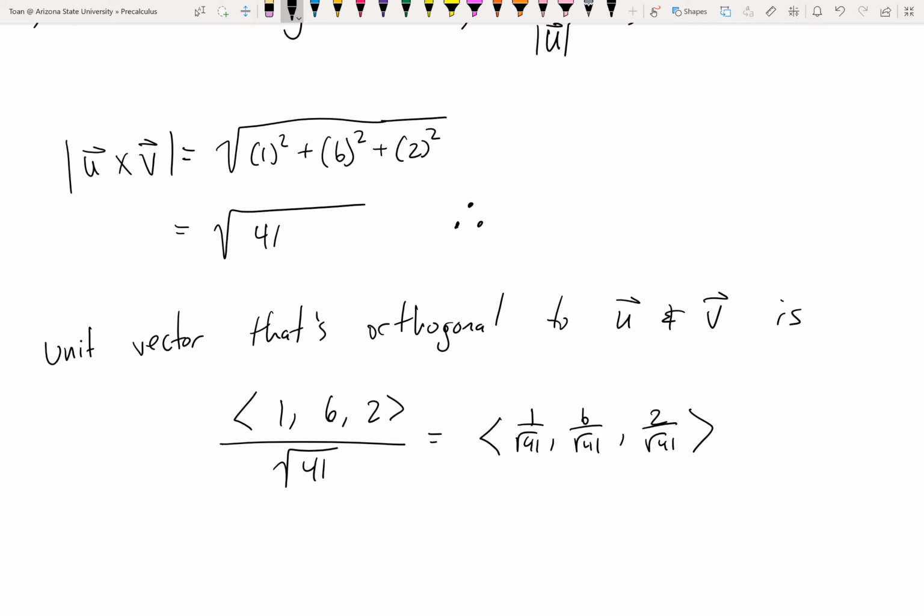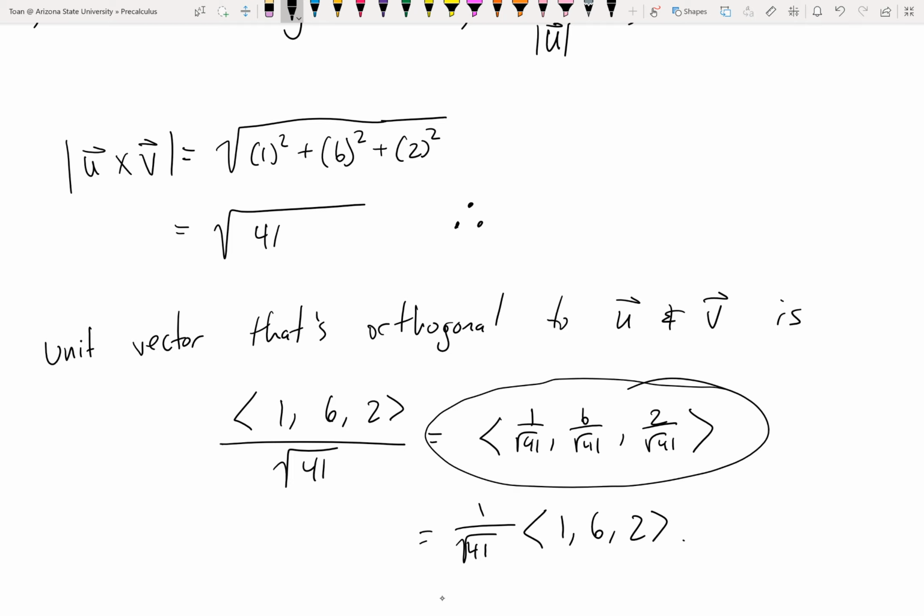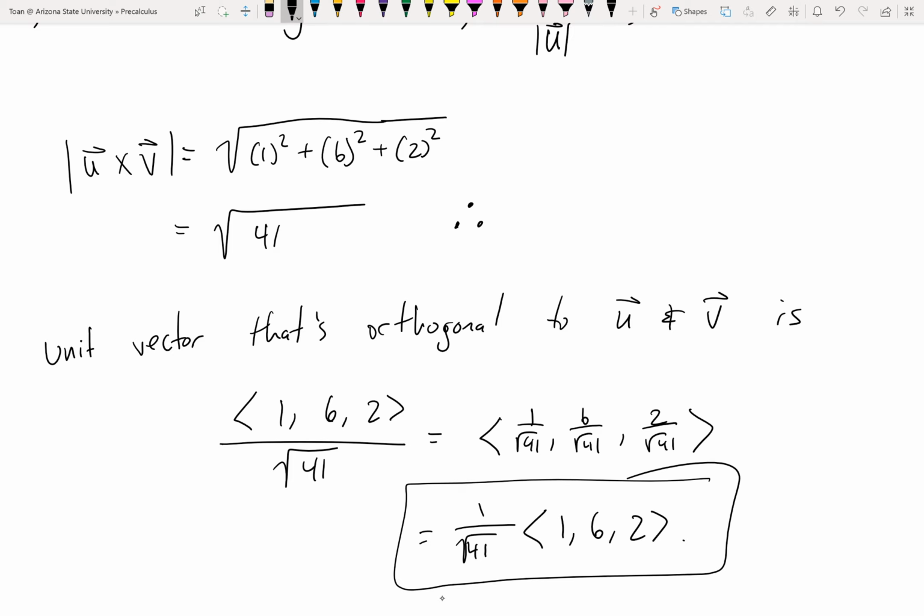I think the textbook probably just left this factored in front. They probably wrote it like this. Let's do this. They probably factored out that 1 over rad 41. Just know that they're all equivalent. So this is what I would probably do, but don't be surprised if this is what you see on the answer key. They're all the same.